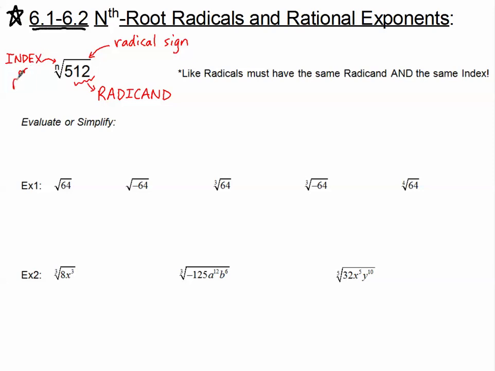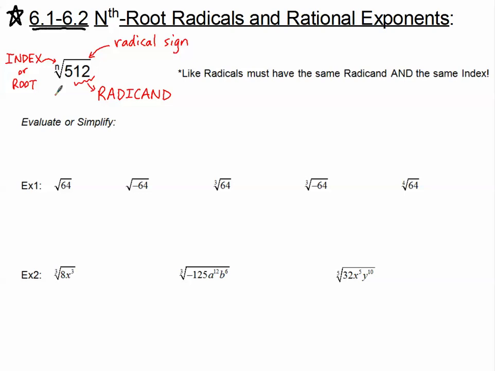or our root. Most of the times we're talking about a square root, so we don't actually see a number here. It's implied that it's a 2 for a square root. But if we see a little 3 or a little 4 or a little 5, then we have a cube root or a fourth root or a fifth root.